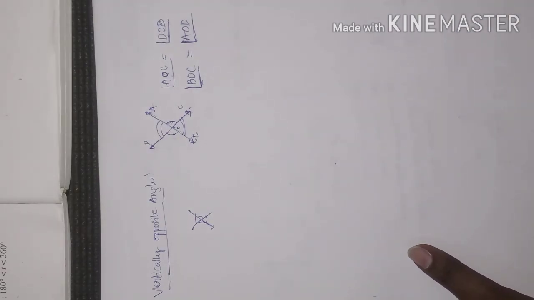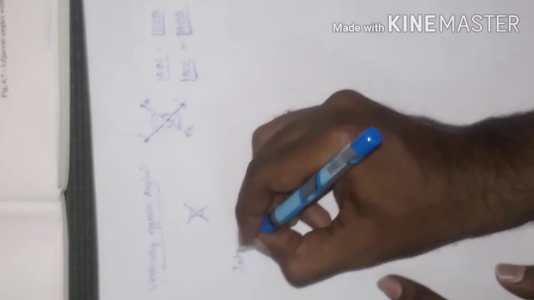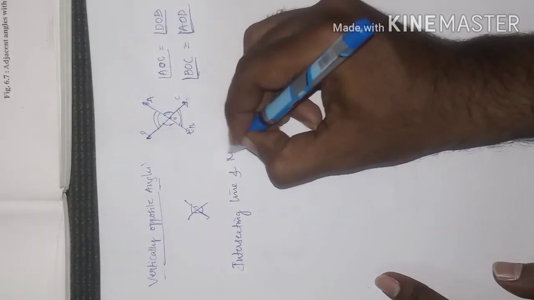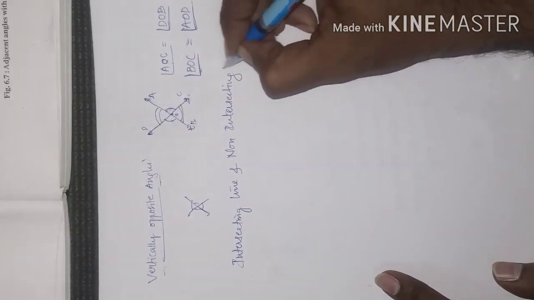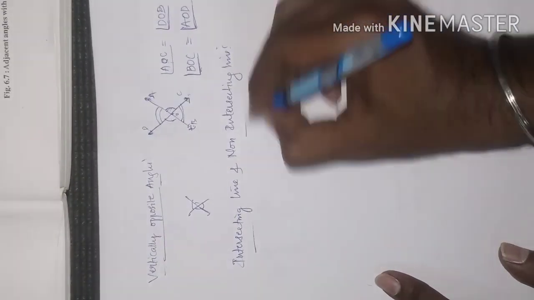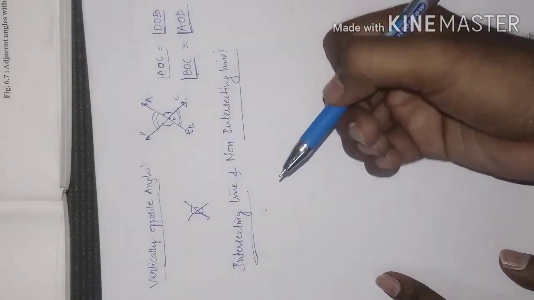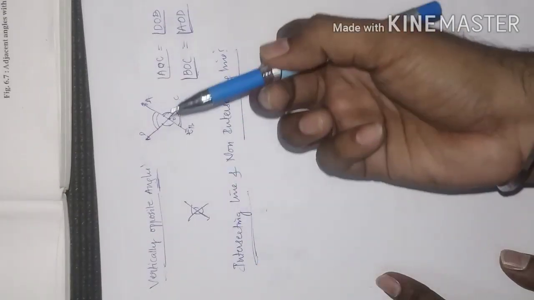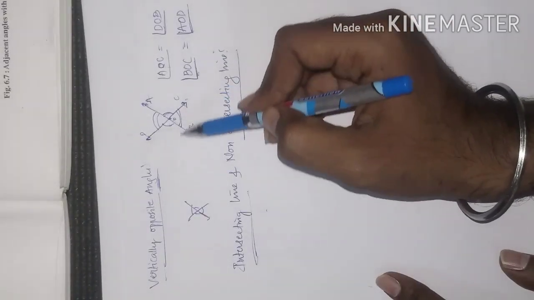Fine. Now we'll go for the next concept, that is intersecting line and non-intersecting line. Intersecting lines and vertically opposite angles are the same only. Here we are talking about the angle. When the two lines intersect each other, vertically opposite angles are equal.